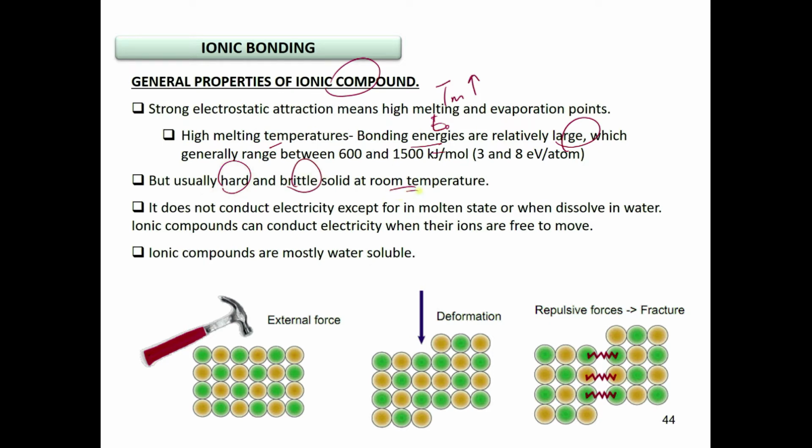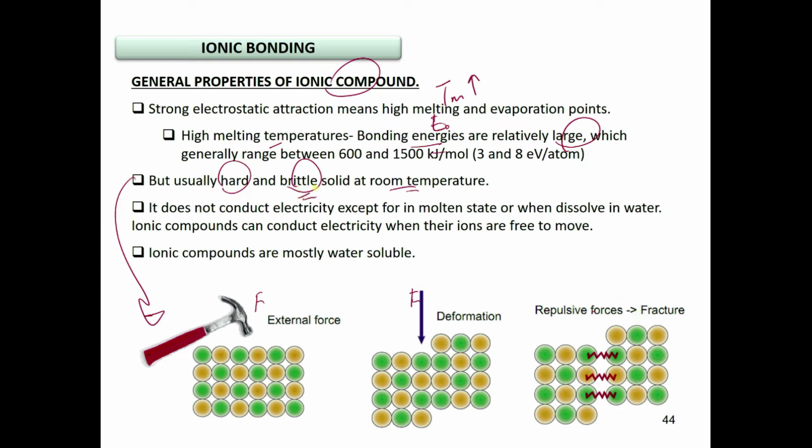Why is it hard and brittle? So you see here, one example shows how, when you have different ions, positive and negative ions, subjected to forces and stresses, the ions are going to slide over one another. The ions which have similar charges will start to repel each other. So this is going to introduce fracture or cracks within the material. So that's why it's brittle.